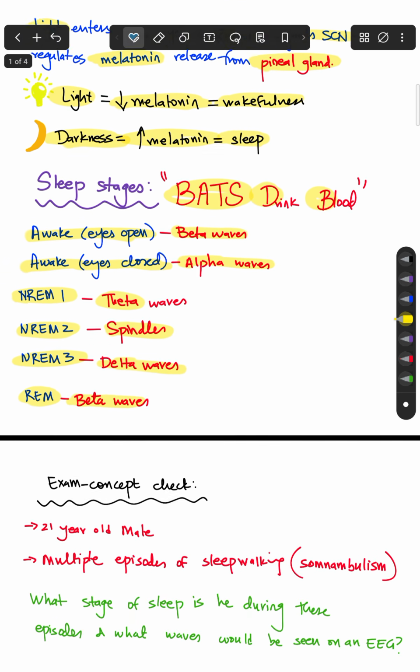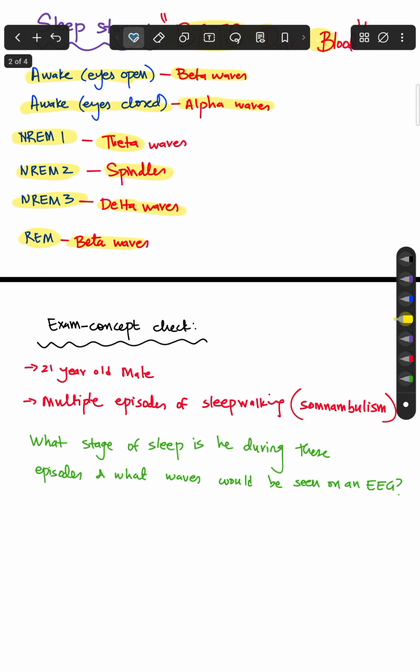Now, where is the tie-in? How do you use this information? Let's say you have a 21-year-old male who has multiple episodes of sleepwalking. You've got to know at what stage of sleep he is in and what waves would be seen.